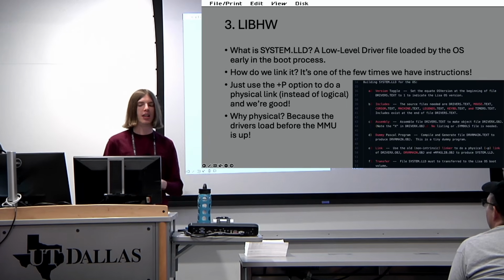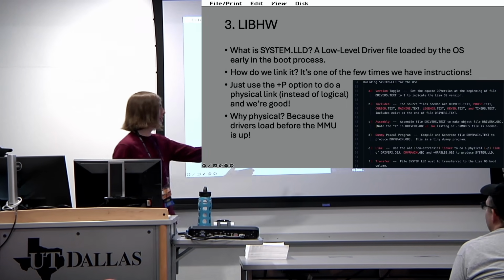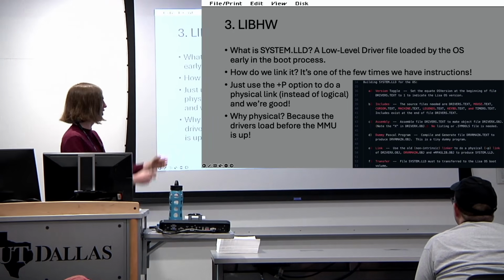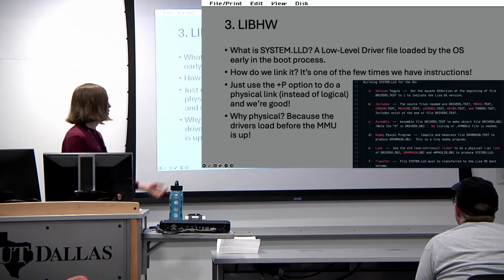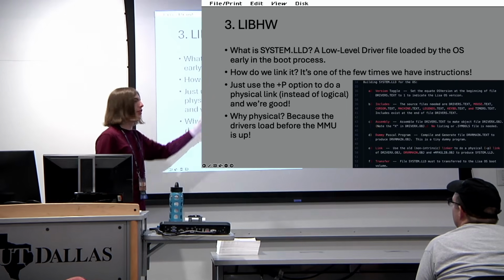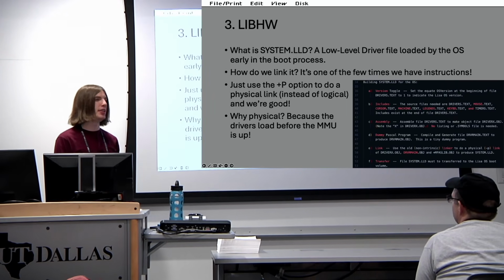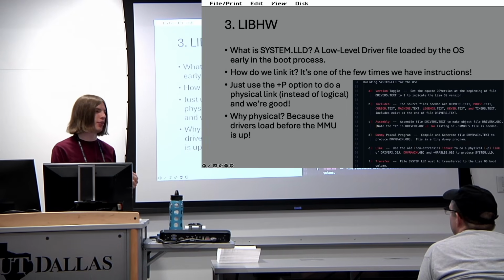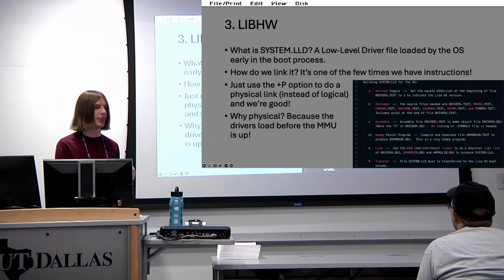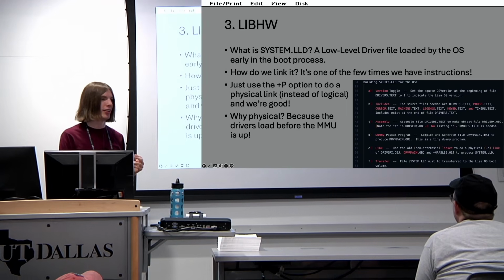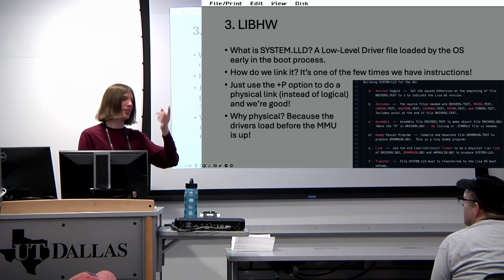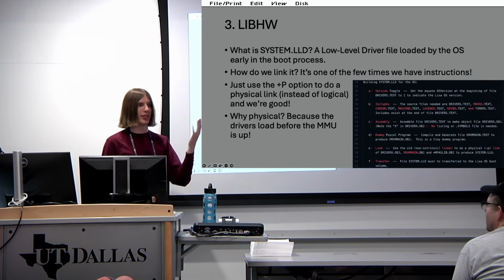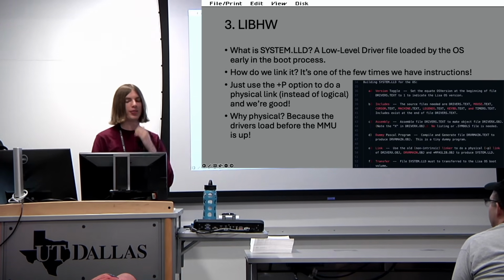And luckily, this is one of the few times where we actually have instructions for how to link something. This file is included in the source release. It tells you how to link it. And it was kind of important to know that too, because we have to use a special linker option called +P, which does a physical link instead of a logical link. And the reason we have to do that is because this is loaded so early in the boot process that the MMU hasn't even been initialized yet, because the MMU initialization routines are actually in this code. So it can't be loaded into logical address space because the MMU is not doing anything yet. So that's why we have to do a physical link here.